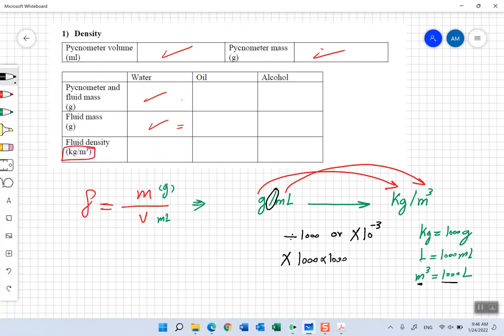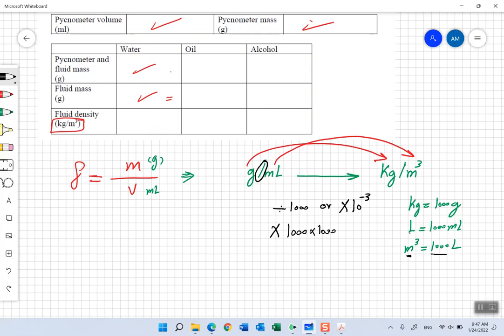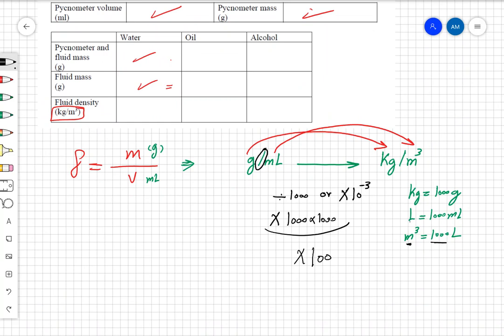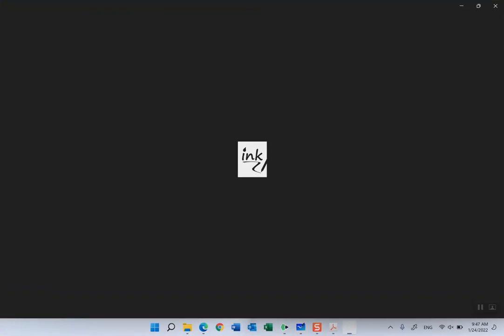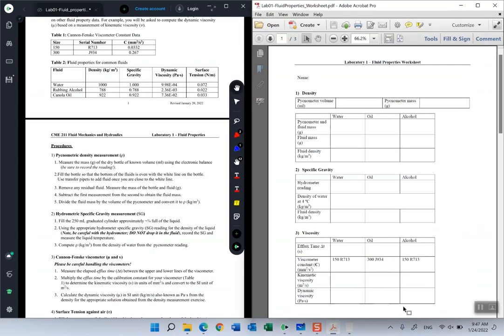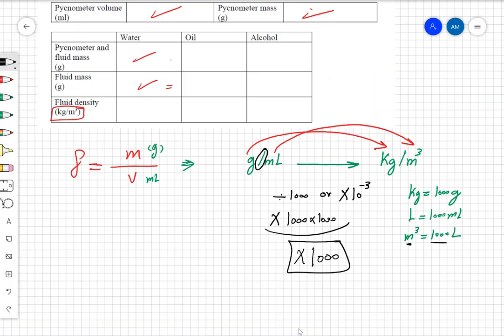So the whole conversion will be, if I have gram per milliliter and I want to convert that to kilogram per meter cubed, you will do the work and you will find that it will look like as if you multiplied by 1000 only. So I know that this might be your first time handling this units conversion, but if you did it once and you did it right, you won't have any issue after that. So I will just pause the video so it's not getting too long.